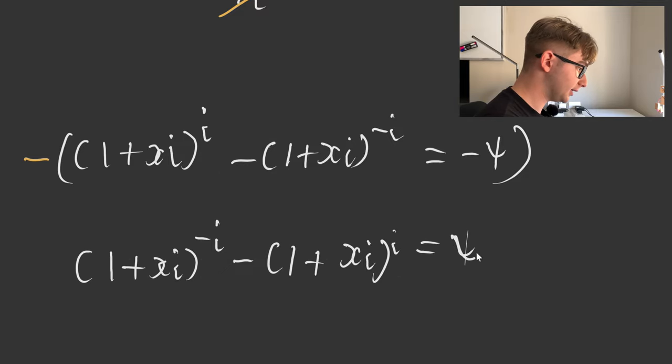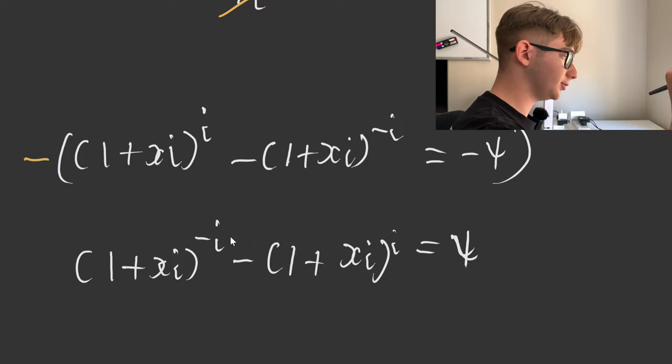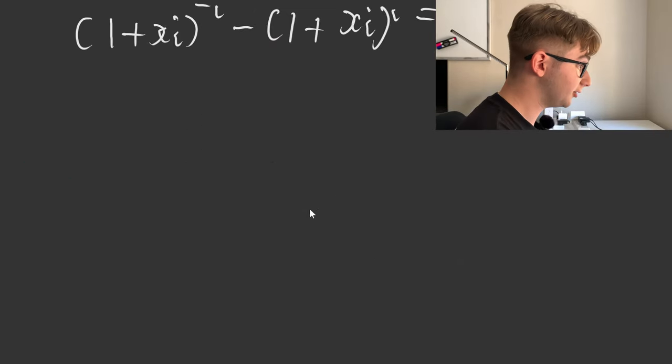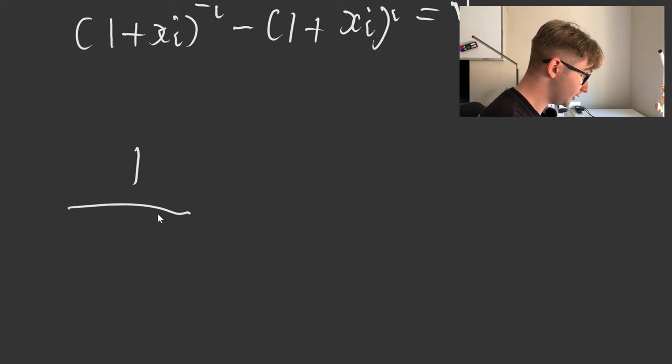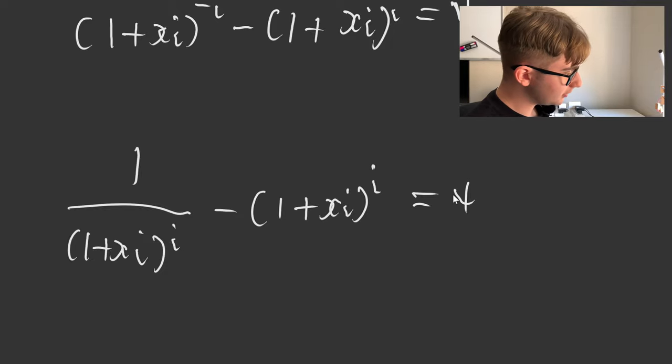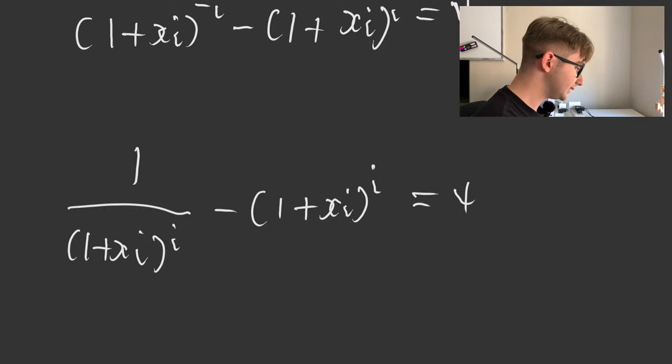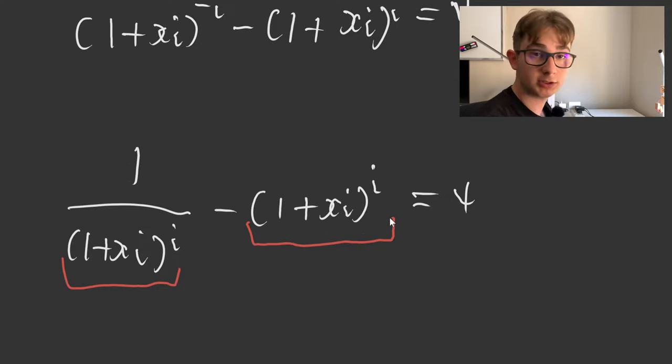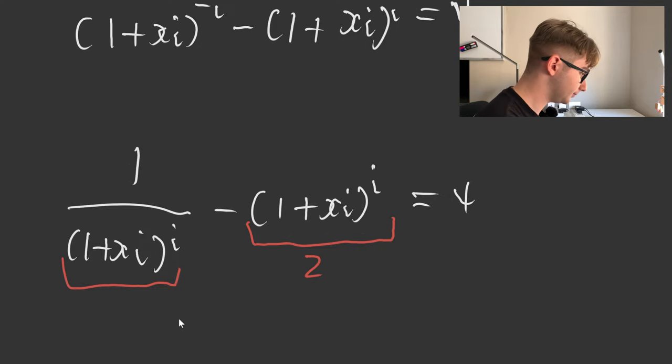And now this is what we can do. This negative i as a power, we can bring to another equivalent form, which is 1 over 1 plus xi to the power of i, minus 1 plus xi to the power of i, which is then equal to 4. And now I'm thinking what we do, if we want to go from here, is let this thing here, 1 plus xi all to the power of i, be equal to z.